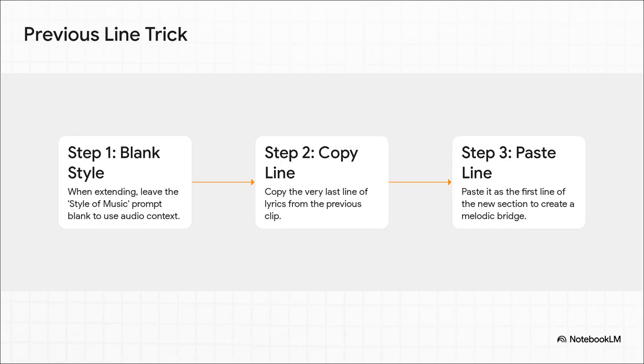When you continue from a clip, first, leave that style prompt completely blank. This forces the AI to listen to the audio that came right before it. Then, copy the very last lyric from that previous clip and paste it as the very first lyric of your new section. It creates this perfect little bridge for the AI to follow.